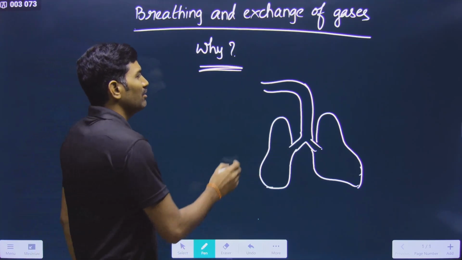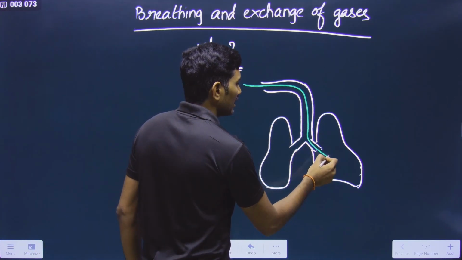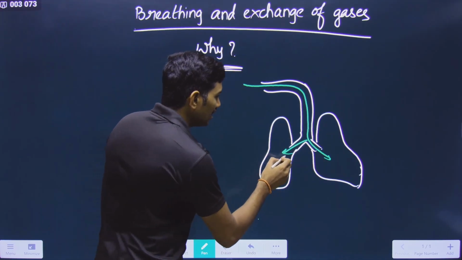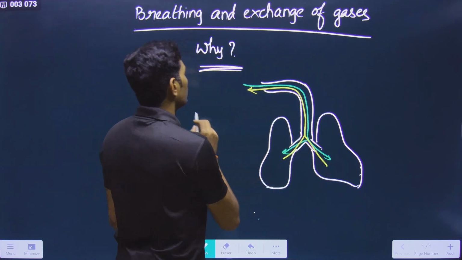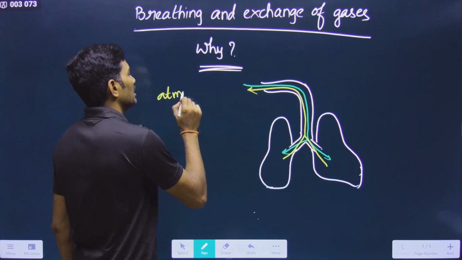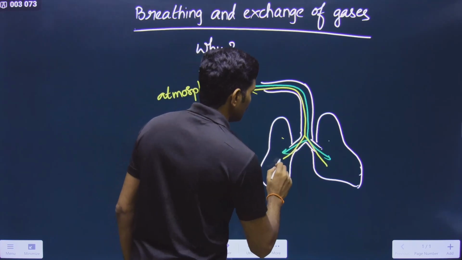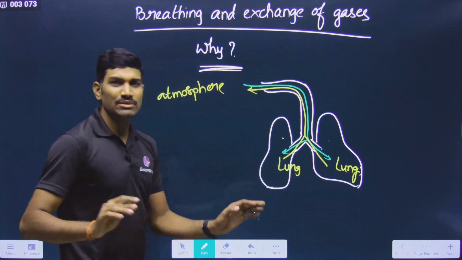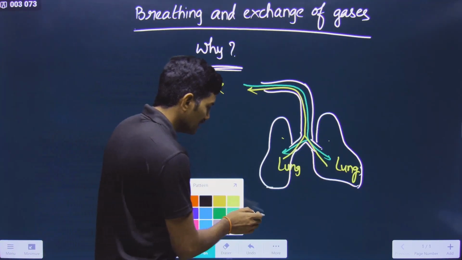So no problem, understand this. What we are saying is that air is entering into the lungs, and then air from the lungs is released out into the atmosphere. This is the atmosphere, and these two are the lungs. This is one lung, this is the other lung. Please observe carefully here. What is actually happening here? Now let us recollect some other content, then I will come back to this.